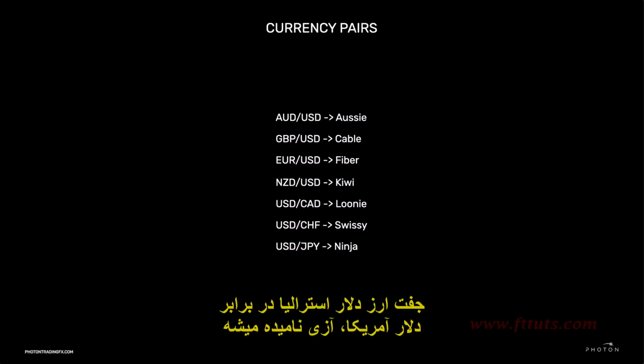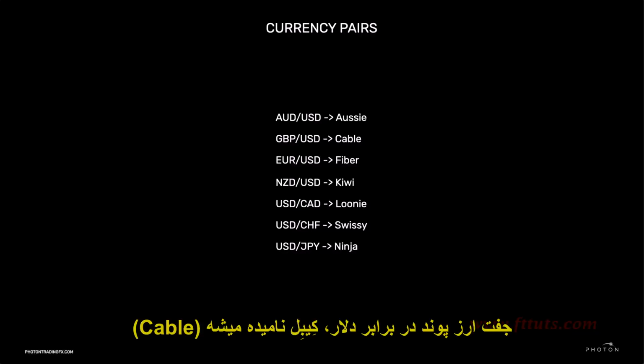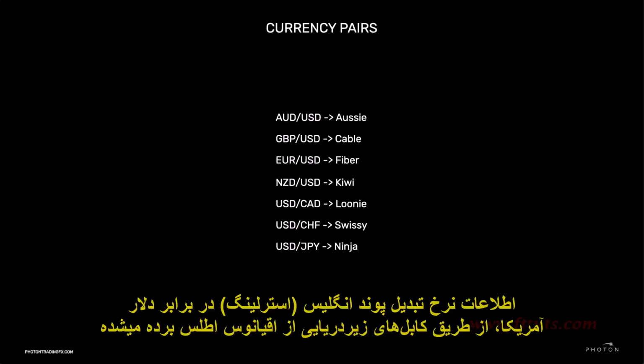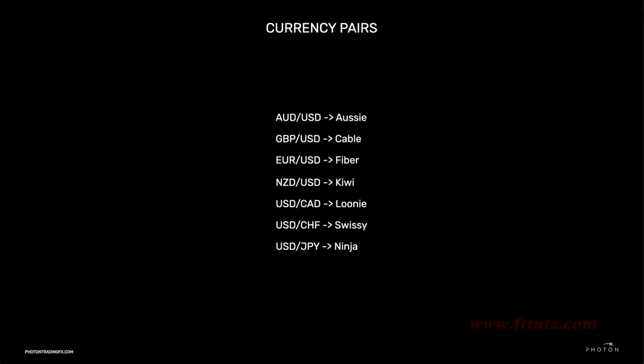Australian dollar versus the US dollar is simply Aussie, pretty simple. Pound dollar is often referred to as cable, and this is because back in the mid-19th century, before the invention of satellites and fibre optics, the exchange rate between the Great British pound, sterling, and the US dollar was actually transmitted across the Atlantic Ocean via a submarine cable, so this is what essentially traders refer to it as.